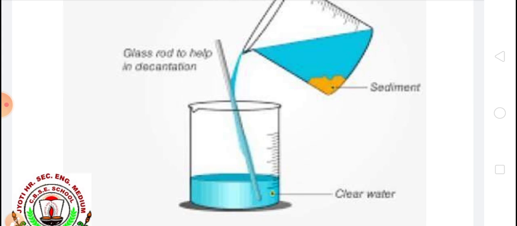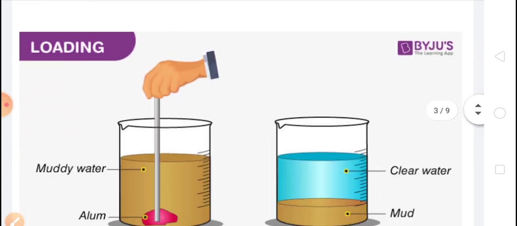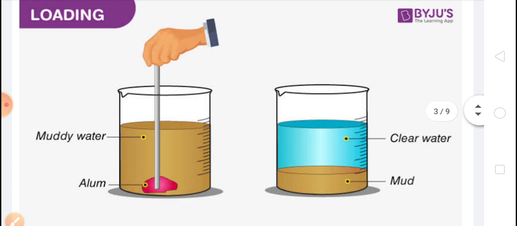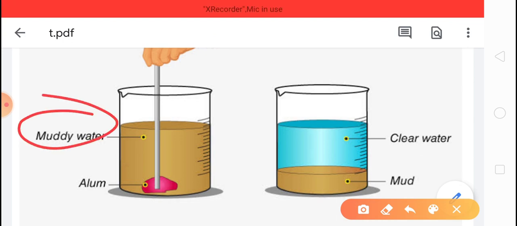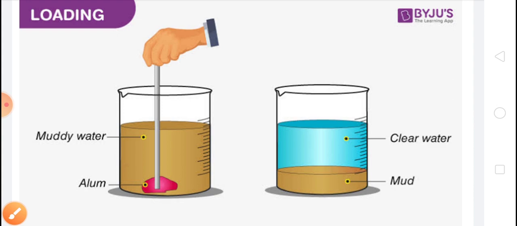Another method to separate insoluble solid particles from the liquid is loading. Some of the impurities like mud are too light to settle down as a sediment, and this can be made heavier by adding some alum to it. You know alum? What is alum? Commonly we call it fitkari.